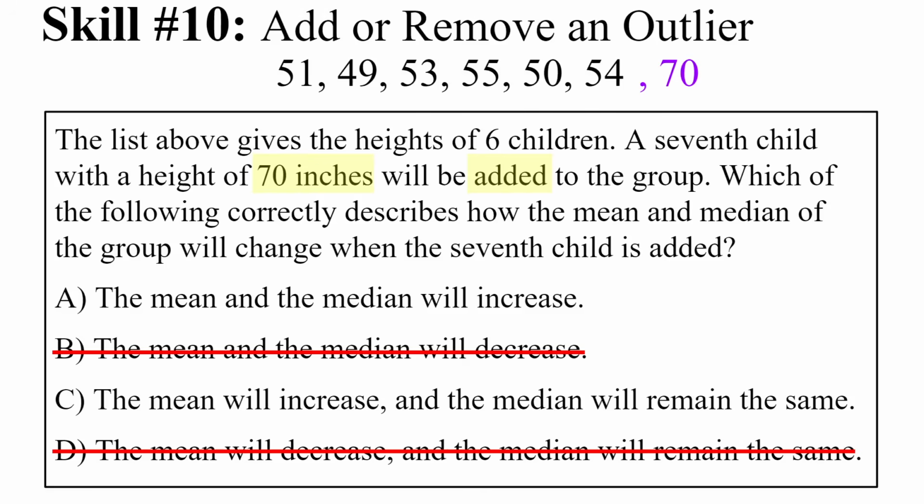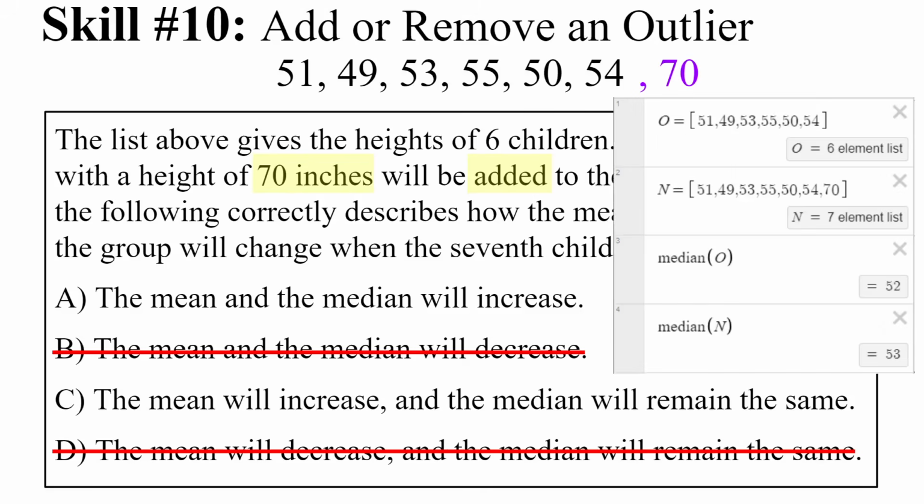Now we have to figure out if the median will increase or stay the same. And in this one, I just used Desmos to do it really quickly. The median did go up. It went up from 52 to 53. So we're going to select answer choice A. So notice, guys, it's not asking you, did it go up a lot? No, it's just asking you, did it go up at all? So if it went up from like 52.4 to 52.6, that is increasing. So that would count. So this one's answer choice A.